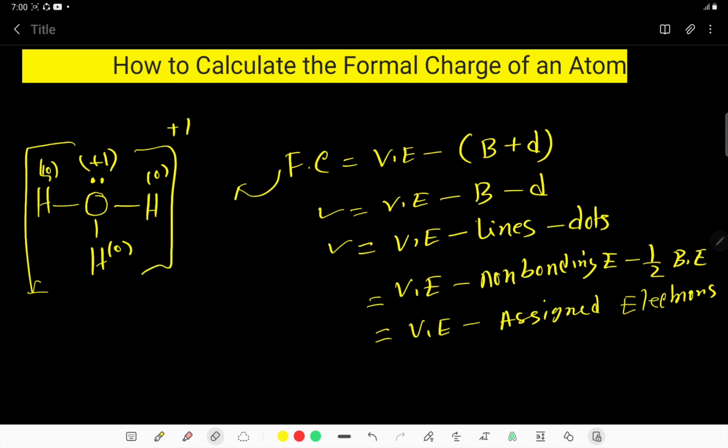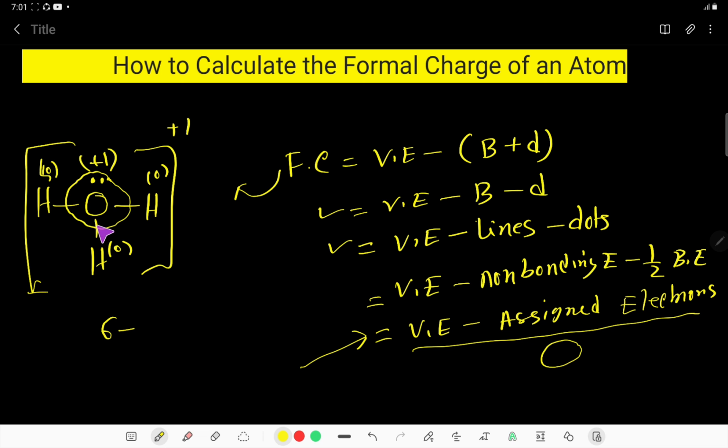Now let me show you this formula to find the formal charge of oxygen quickly. To use this formula, we have to draw a circle to find the formal charge for this oxygen. You can draw a circle like this, right? You know that oxygen has 6 valence electrons, but here we have assigned 2 plus 3, that is 5. So 6 minus 5 is plus 1.